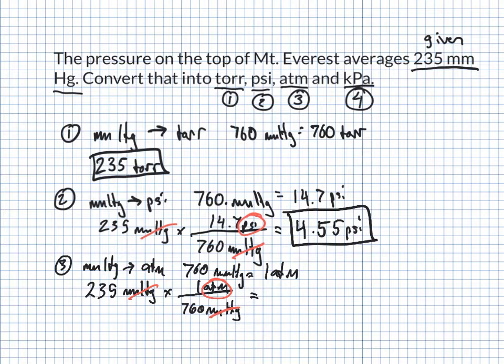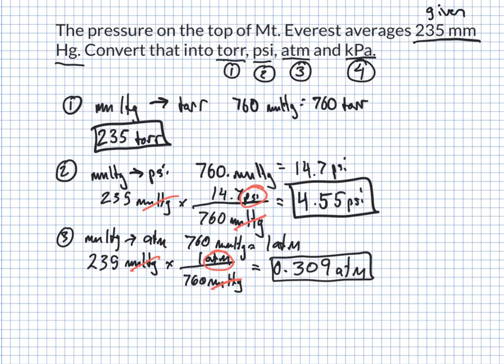Do the math. 235 times 1, which doesn't do anything, divided by the 760. Again, I have the 1, 2, 3 significant figures, and that would be a 0, which does not count for a sig fig. 0.309 atmospheres.